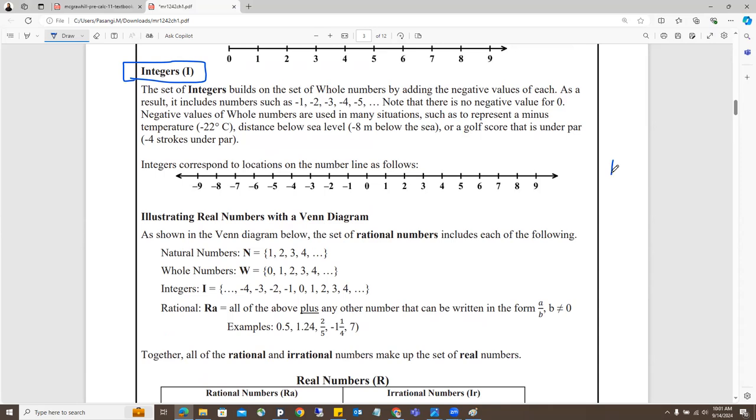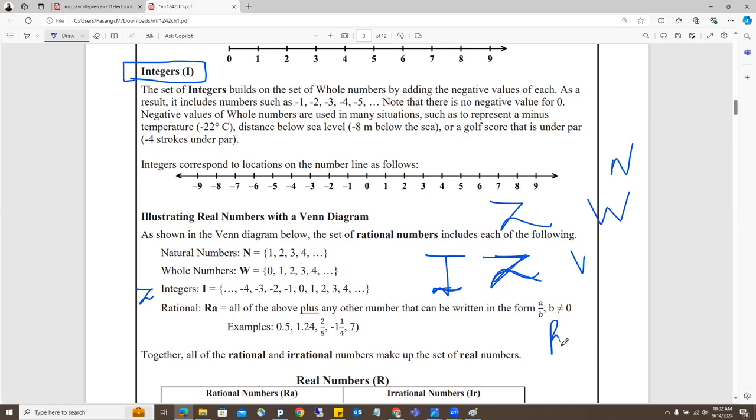Natural numbers, we denote with N. And for the whole numbers, we denote with W. For the integers, I have used Z as well, but here they have used I. I don't know what you normally use in school. Z, right? Yes. So for the integers, it should be Z.